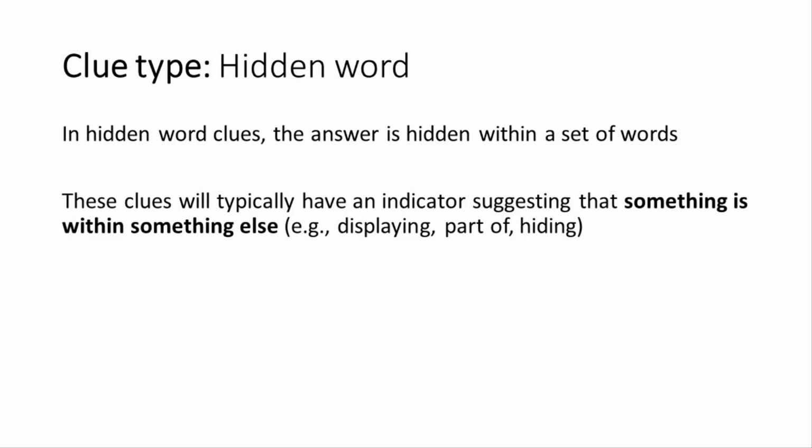The next clue type we're going to look at is hidden word. In hidden word clues, the answer is hidden within a set of words. That is, if you read from left to right, or potentially right to left, through the clue, you would literally find the solution written out. These clues often have an indicator suggesting that something is within something else. Think displaying, part of, hiding. This type of clue is less common in crosswords. You might get 1, perhaps, per crossword that you do.